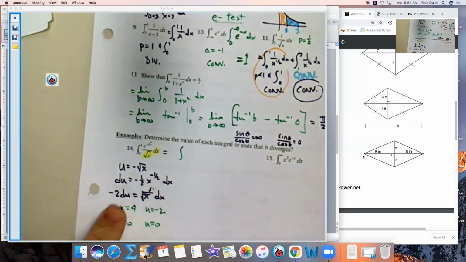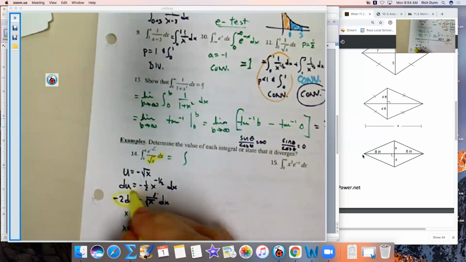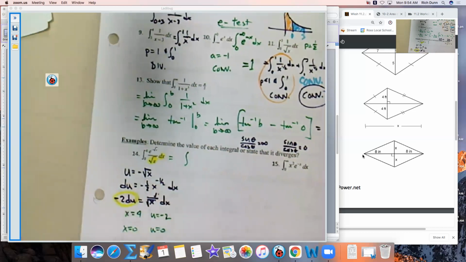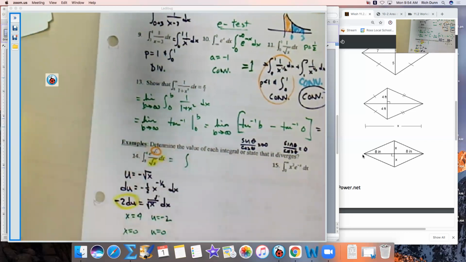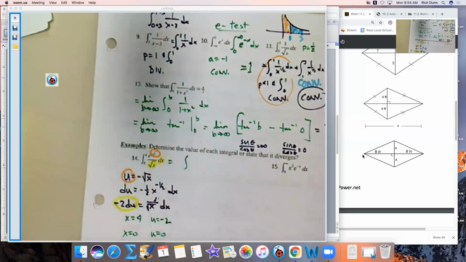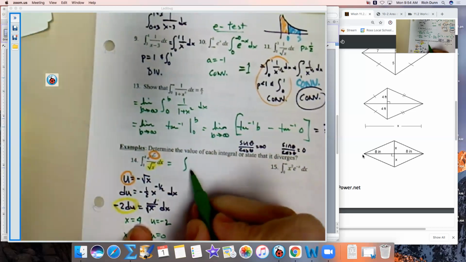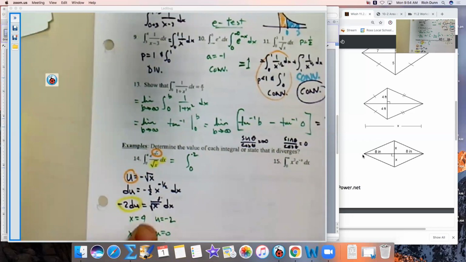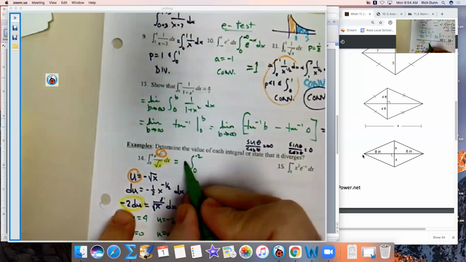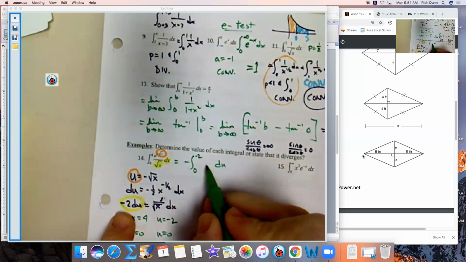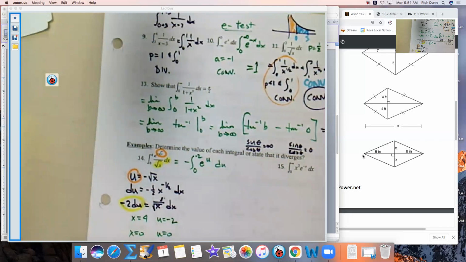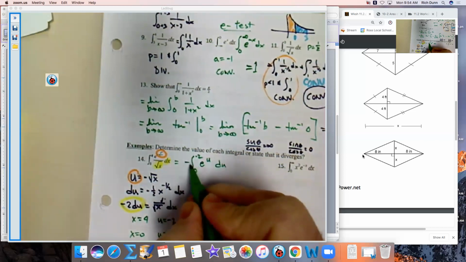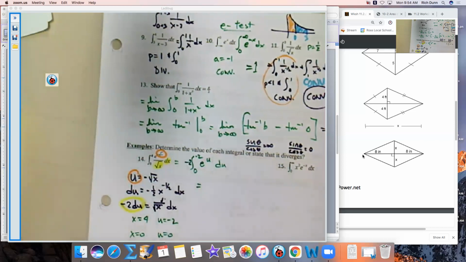So I'm going to replace the dx over the square root of x with negative 2 du. I'm going to replace the negative square root of x with u, and of course use the proper bounds here of our integral. This negative 2 goes with our du, and this simply becomes e to the u. Can't get any easier. Oops, not sure why I didn't put the 2 in there. I put the negative, but not the 2.